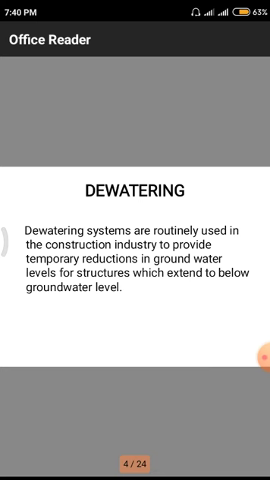Dewatering systems are routinely used in the construction industry to provide temporary reductions in the groundwater levels for structures which extend to below the groundwater level. That means normally dewatering systems are routinely used. Routinely used means day by day these dewatering systems are used for controlling water intrusion into the foundation level. Why?